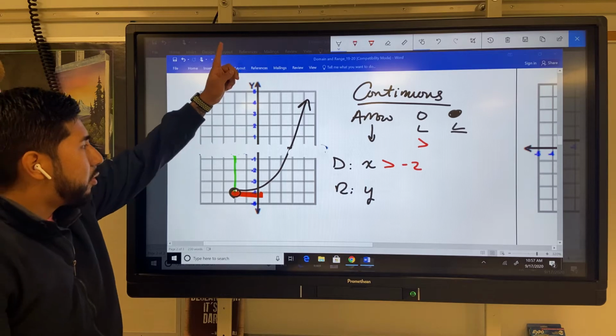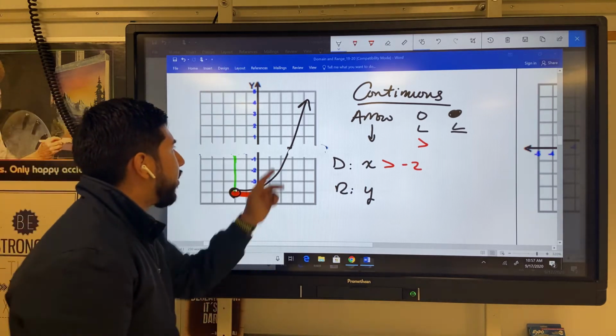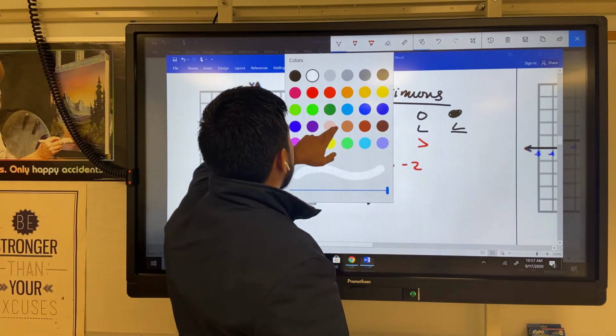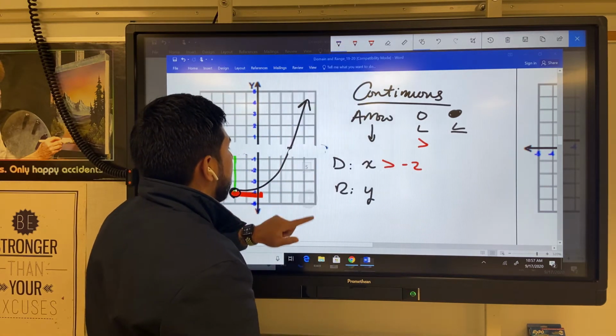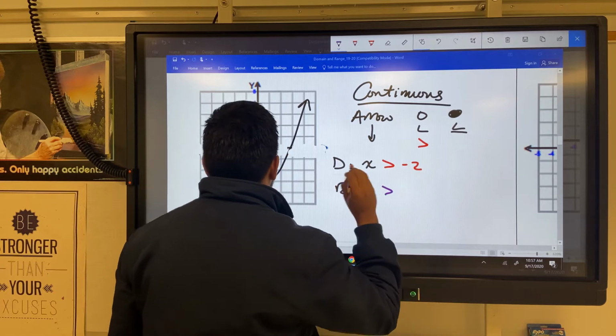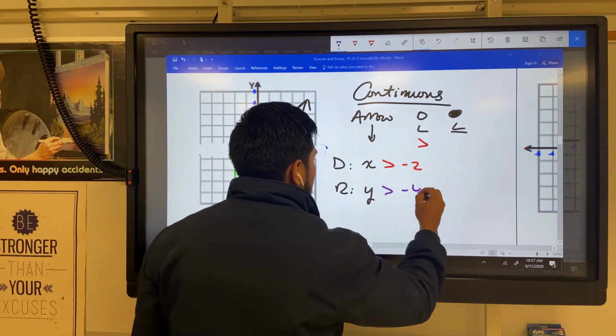Are my numbers growing or getting smaller? They're getting bigger, so I get to say, you know what, Mr. Ramirez, this looks like a greater than symbol as well. I'm going to say, great job. And that's it.